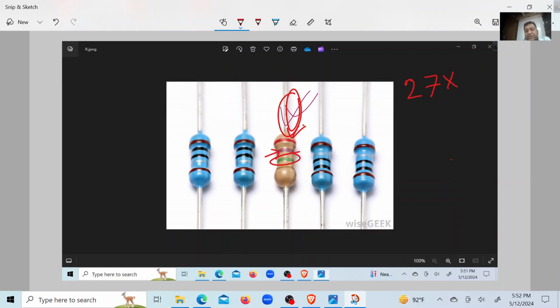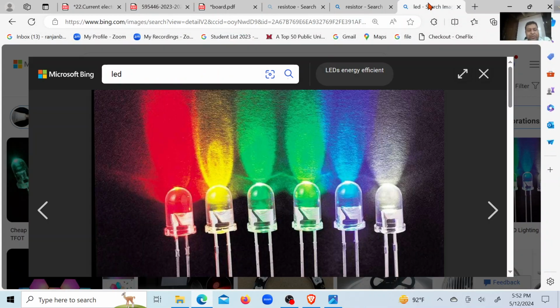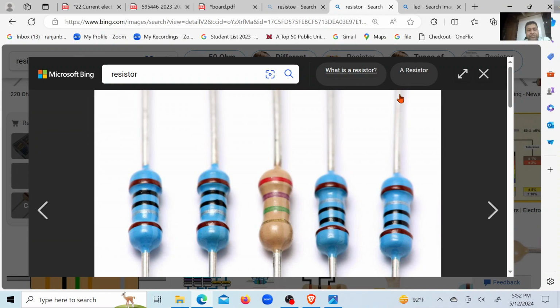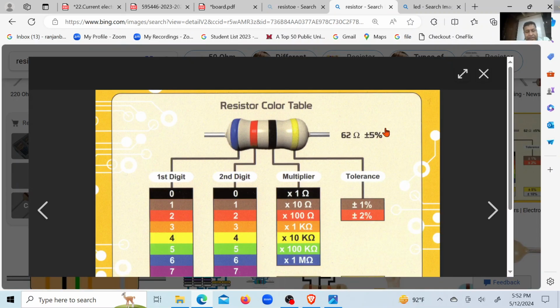That means it will be 10 to the power 5, or another way is 2 7 5 0... 2 1, 5 zeros. It's a very big resistance, right? So in that way you can find out the resistance of other resistors also.